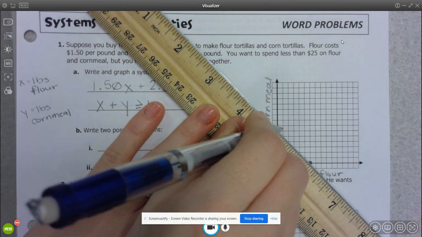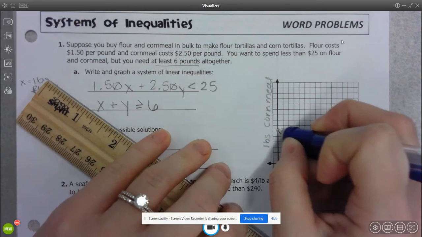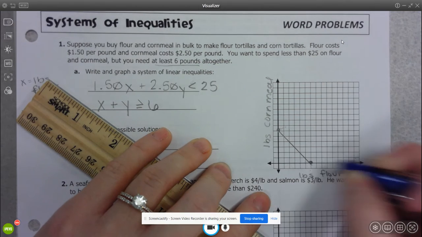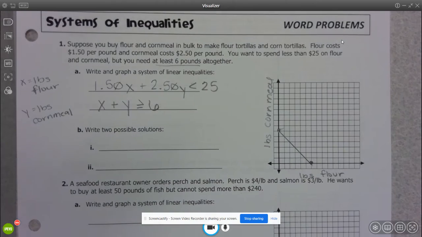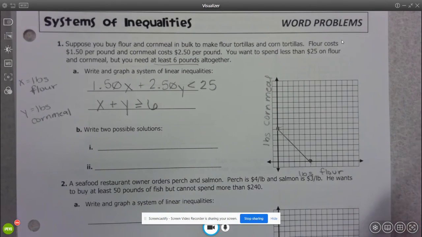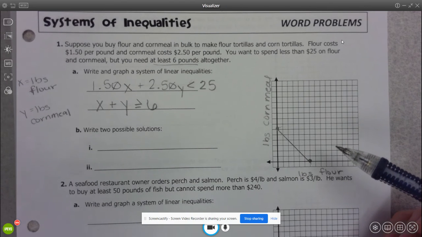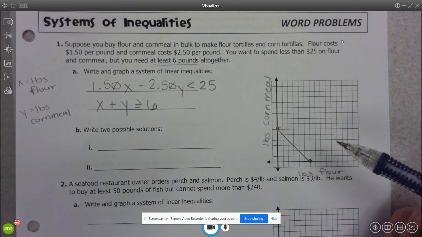Can't see what I'm doing. My hands are in the way. Now, one thing to be aware of here is, since I am dealing with a real world scenario, you'll notice I'm only graphing in quadrant 1. It does not make sense for us to have negative pounds of flour or negative pounds of cornmeal. We're only dealing with positive numbers.